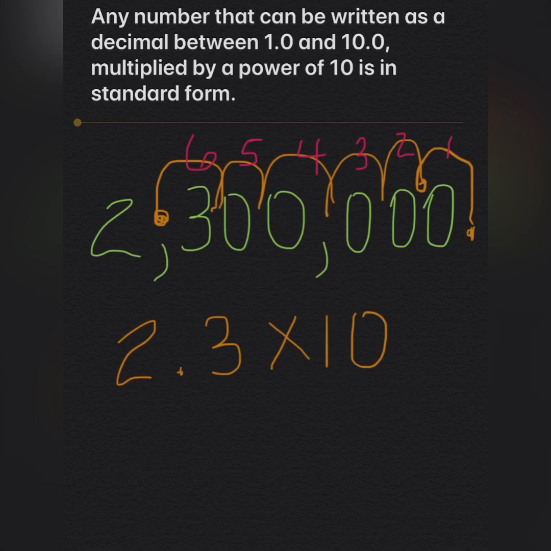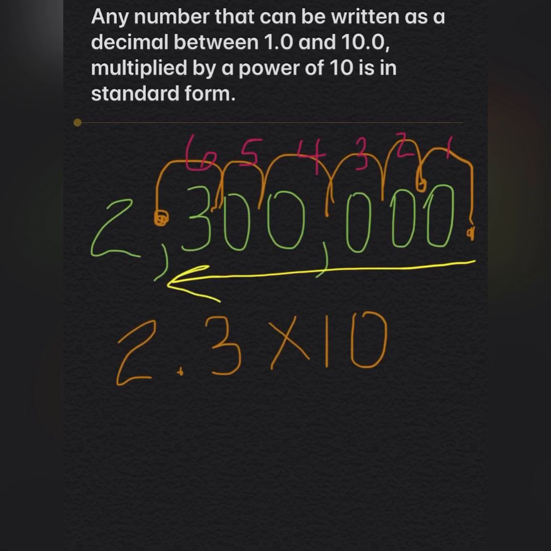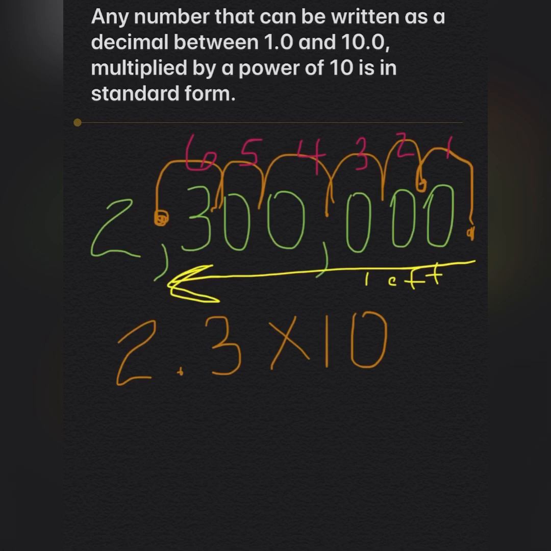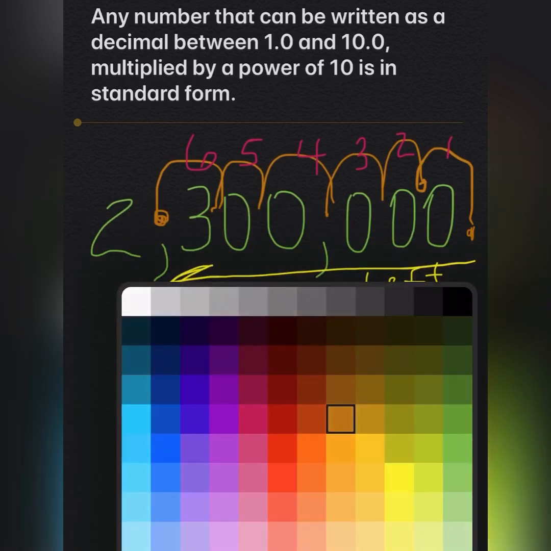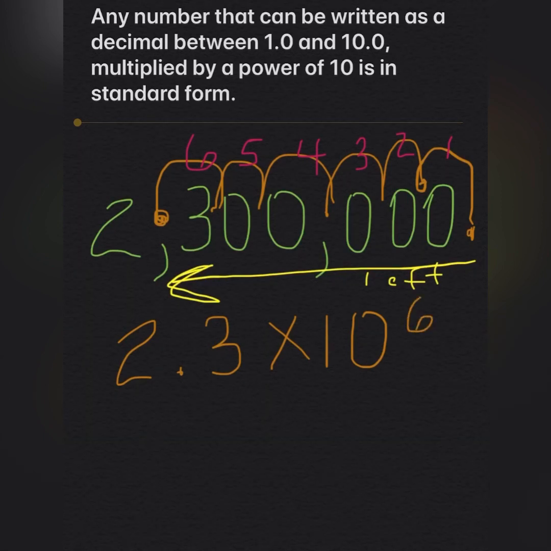But how will we know if it's a negative 6 or a positive 6? Remember the two important things: when we move the decimal point to the left, the exponent is positive. When we move it to the right, the exponent is negative. We moved to the left, so the 6 is now a positive 6. Our final answer is 2.3 times 10 to the 6th power.